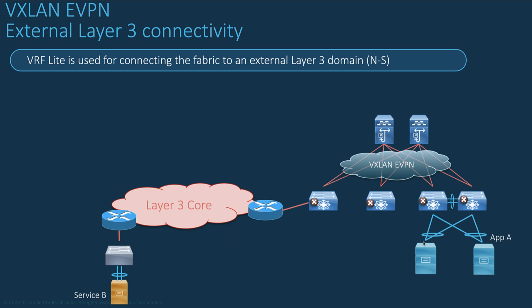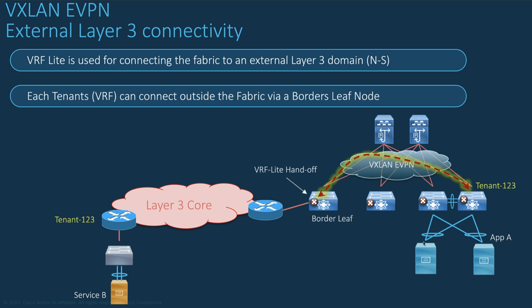Each segmented layer 3 network or tenant from the fabric is assigned to a sub-interface. As a reminder, each tenant in a VXLAN EVPN fabric is a VRF, right? And each VRF is represented by one sub-interface toward the external WAN edge router.